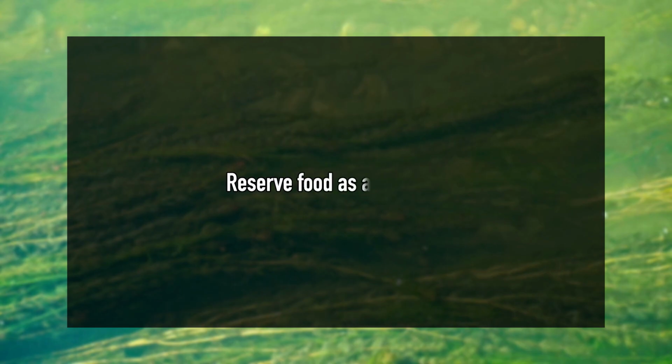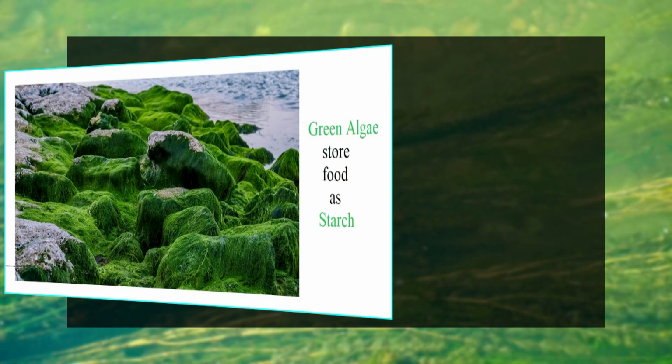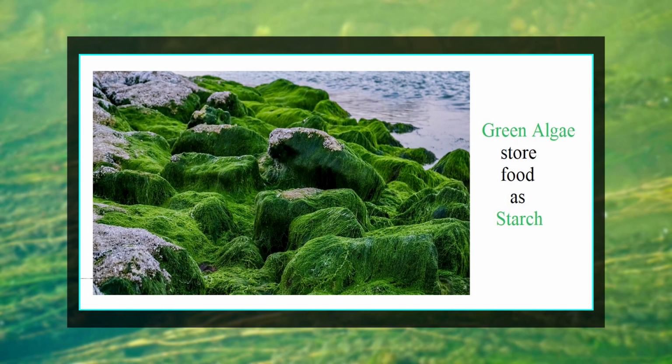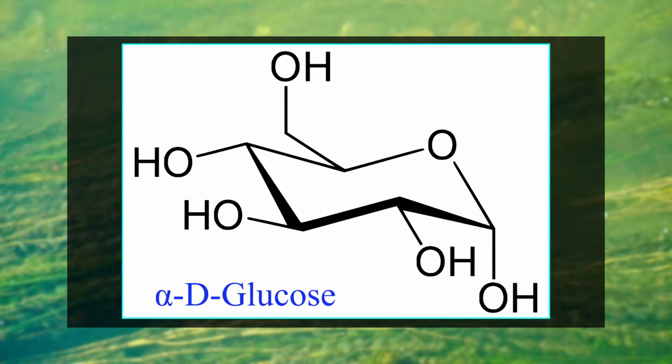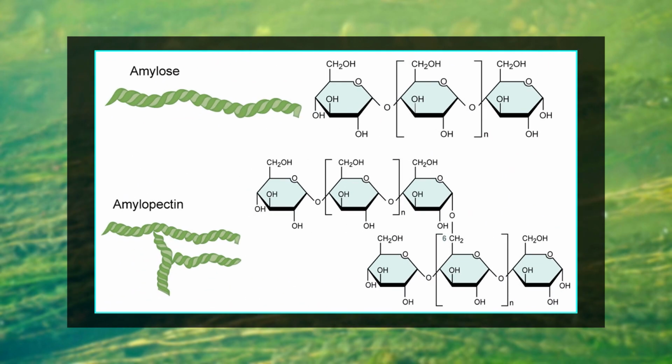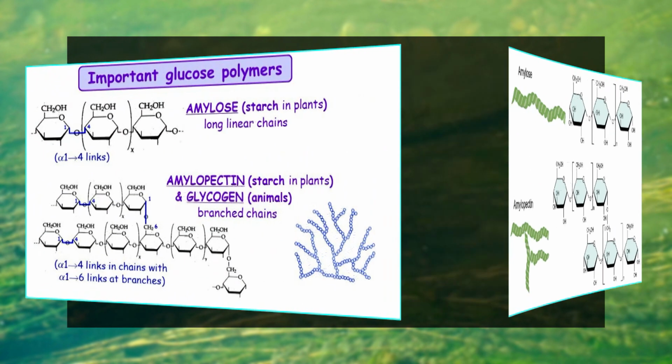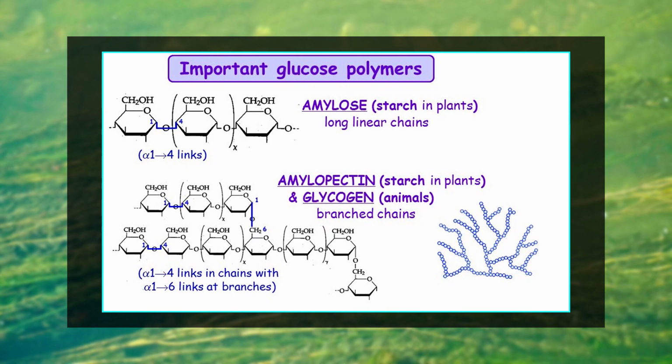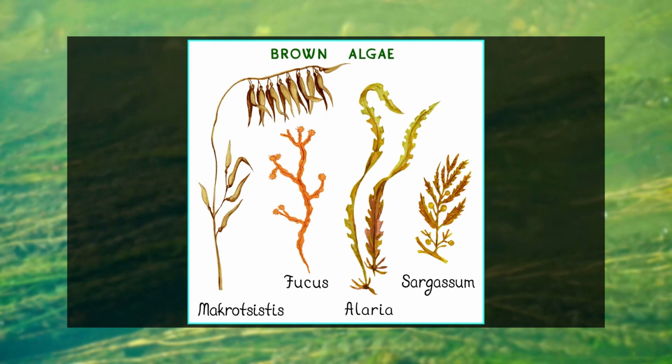Another feature which is taken into consideration while classifying algae is reserve food. Green algae store food as starch, which is a polymer of alpha-D glucose and a mixture of amylose and amylopectin. Amylose is a linear chain polymer. Amylopectin is a branched chain polymer of alpha-D glucose. Brown algae do not store carbohydrate.